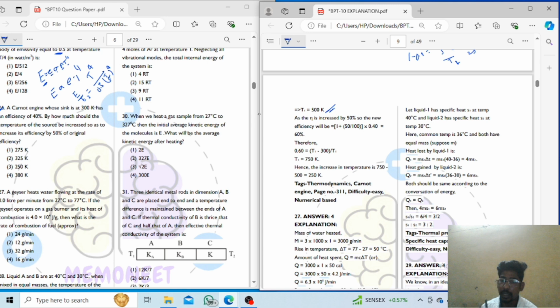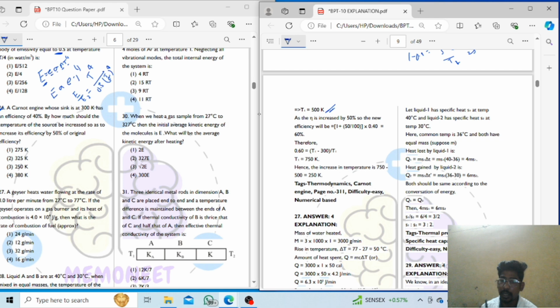Okay. Question number 28. Liquids A and B are at 40 degrees and 30 degrees Celsius. When mixed in equal masses, the temperature of the mixture is found to be 36 degrees Celsius. The specific heats are in the ratio? A and B are mixed together in equal masses, and the temperature of the mixture is 36 degrees Celsius.